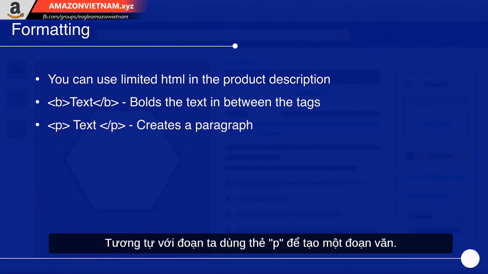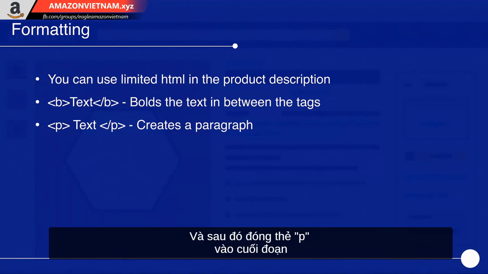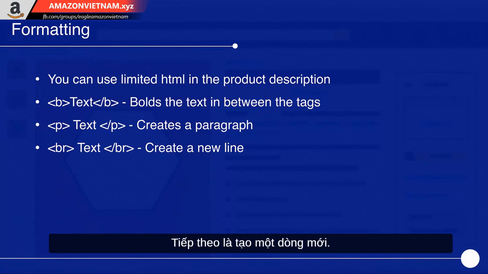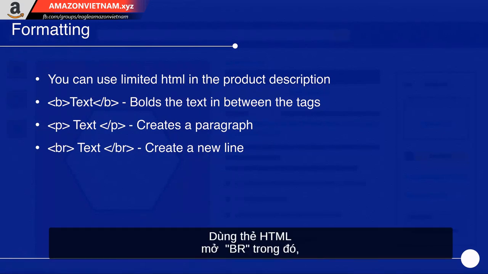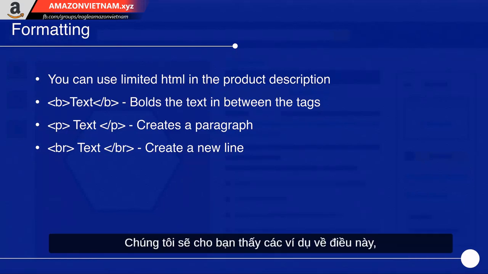Then you have the same with a paragraph. To create a paragraph, you want the open paragraph tag, then the text that you want in that paragraph, and then at the end of the paragraph, you add the closed paragraph tag, and then create a new line. It's basically the open HTML tag with BR in it, the text you want on a separate line, and then the closed tag. And again, we're going to be showing you examples of this, but it really is straightforward.